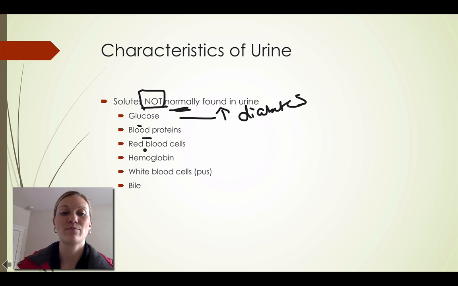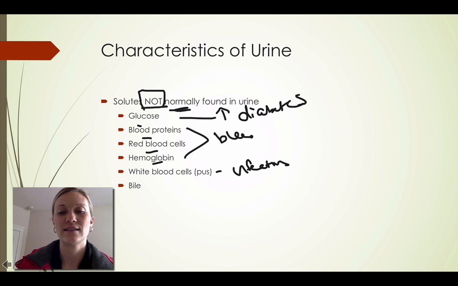Blood proteins, if you have blood proteins or red blood cells or hemoglobin, it's likely that you'll see a little bit of pinkish or reddish in your urine. And then white blood cells or pus should not be found. The presence of white blood cells means that you have some sort of infection. Okay, and then red blood cells tends to mean that you're bleeding somewhere along your urinary system. And then bile should also not be.